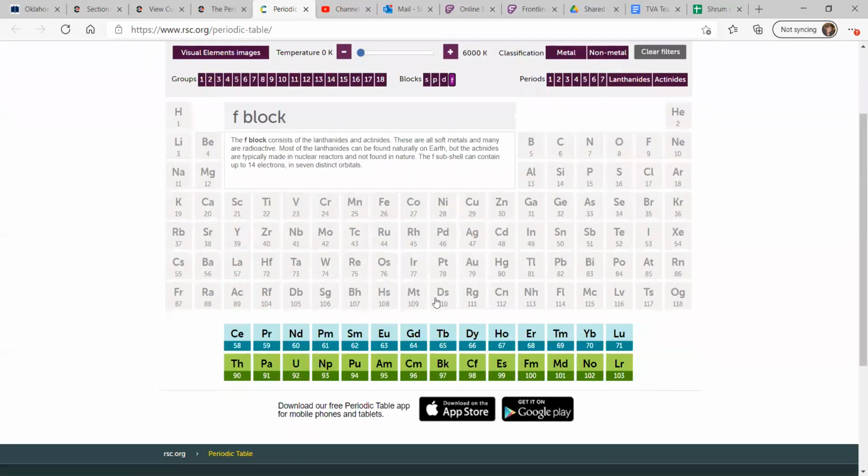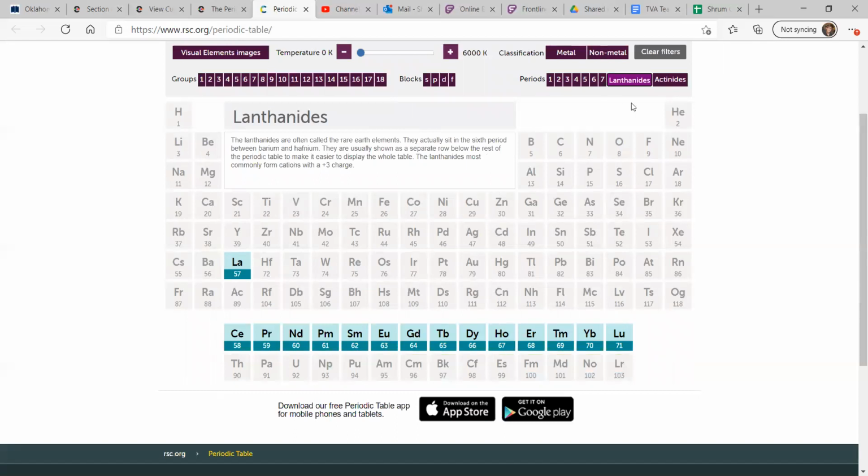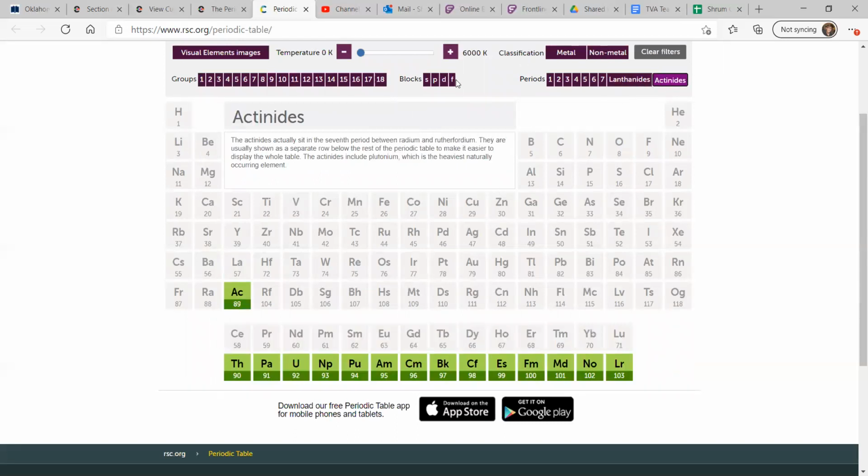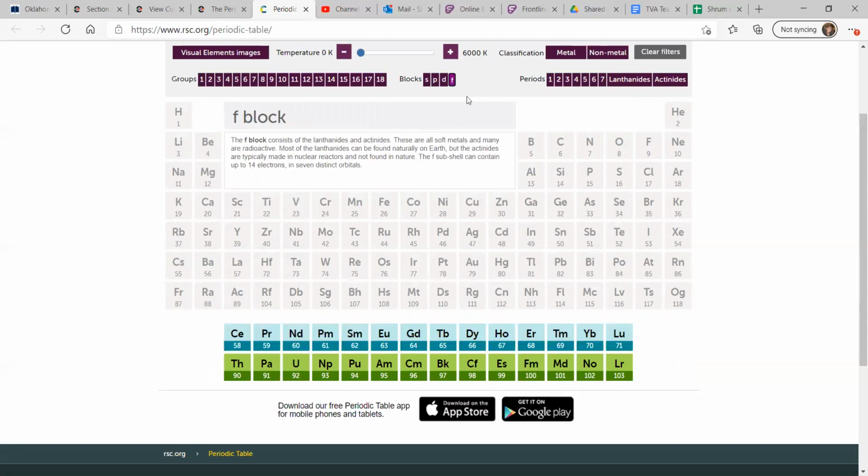And then finally the F block. Those are your inner transition metals, the lanthanides and actinides. These are all soft metals and many are radioactive. Most can be found naturally on Earth, but the actinides are typically made in nuclear reactors. The lanthanides can be found in nature. This F subshell can contain up to 14 electrons in 7 distinct orbitals.